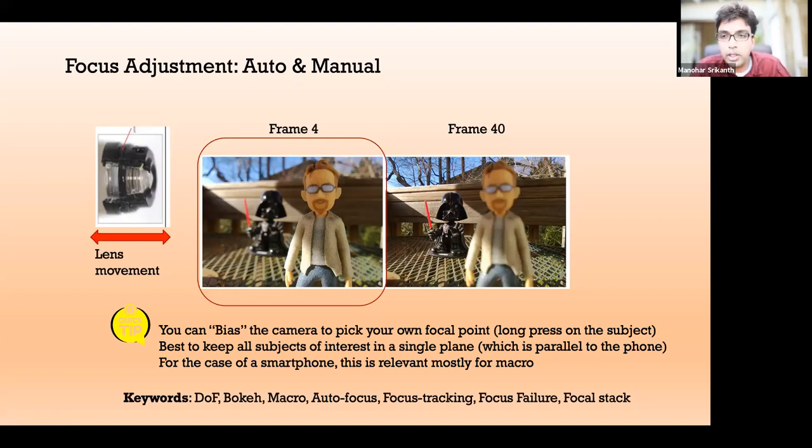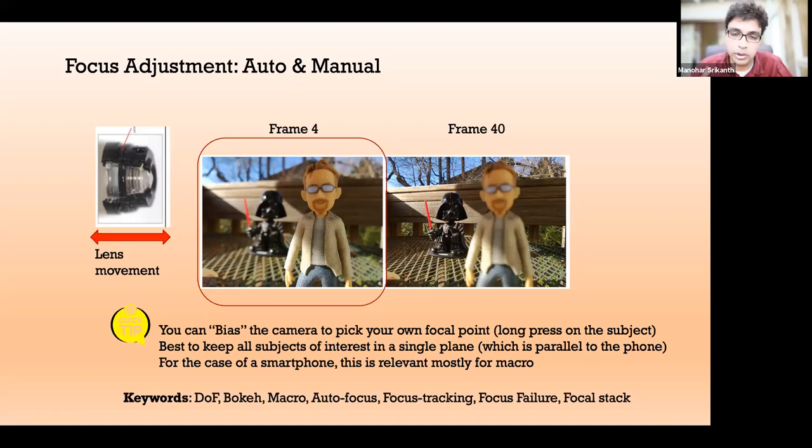And if you want both of them in focus, that's usually not possible, because one of the fundamental limitations of the camera is that only one plane can be in focus at any given point of time. So if you want both of them in focus, you have to get both of them in the same plane, or you have to use some specialty apps called focus stacking.